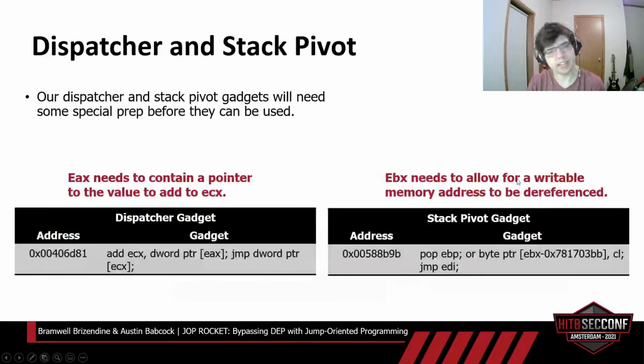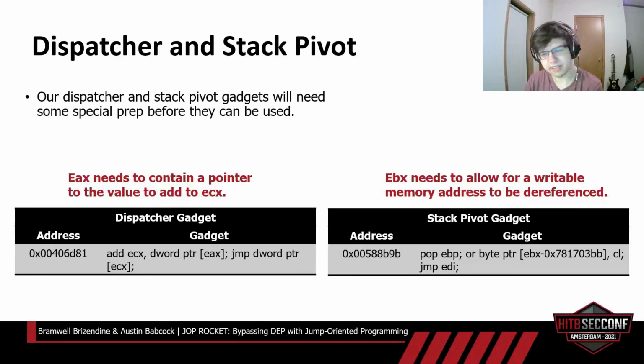So our dispatcher gadget is a little bit weird. It's kind of nice, but we do have an add with a dword pointer. EAX is the value that we're adding to our dispatch table. So we do need to set up EAX to point to a value that we want to add to ECX. So that does need to be a valid memory location.